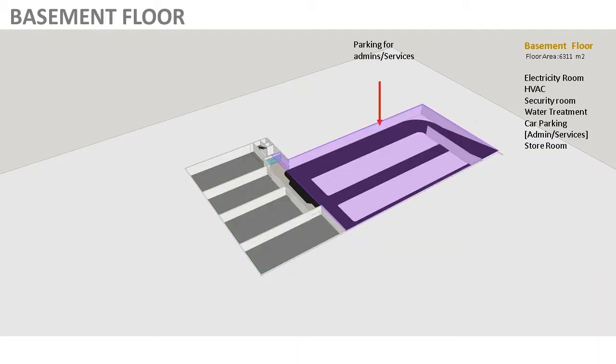The violet highlighted part shows the parking area which is provided for the people who work in the admin wing, and also for the parking of the service vehicles. The red highlighted portion shows the area where the staircase and lift are placed.